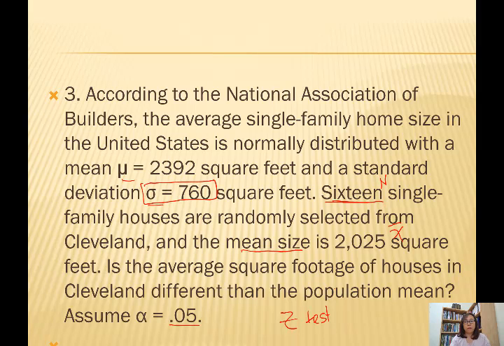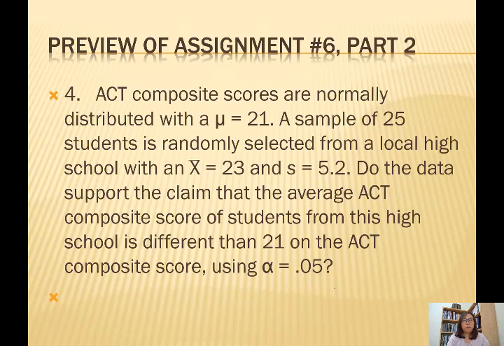Using the alpha of 0.05 then, see if you can calculate to see if there's a mean difference between the population mean of 2392 and the sample mean of 2025. Let's preview for assignment 6, part 2.